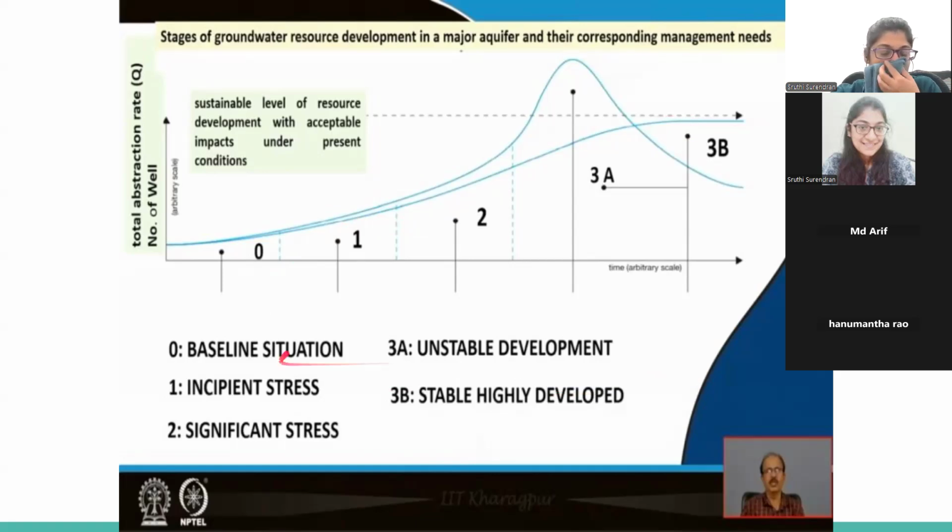stages are defined. So if the total extraction of water is coming within this sustainable level of resource, then it is an acceptable stage of development. But say in this case, you see a peak here where the extraction is exceeding the sustainable use of water, which will indicate that this is not a very good stage of groundwater resource development. So what are these: baseline situation, incipient stress?